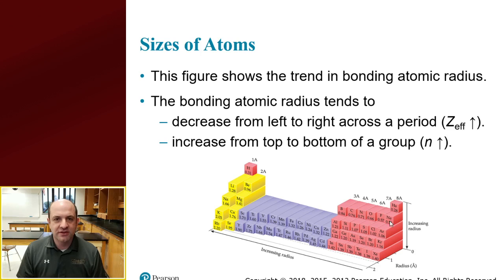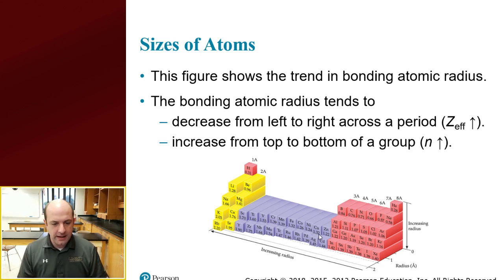Sometimes you get little exceptions with the noble gases, but again, this is bonding atomic radius, and last I checked, we don't get bonds from anything other than xenon and maybe krypton. These 3 don't bond, so I'm actually a little confused about how they got those numbers. But from left to right, general trend, it decreases. There are exceptions.